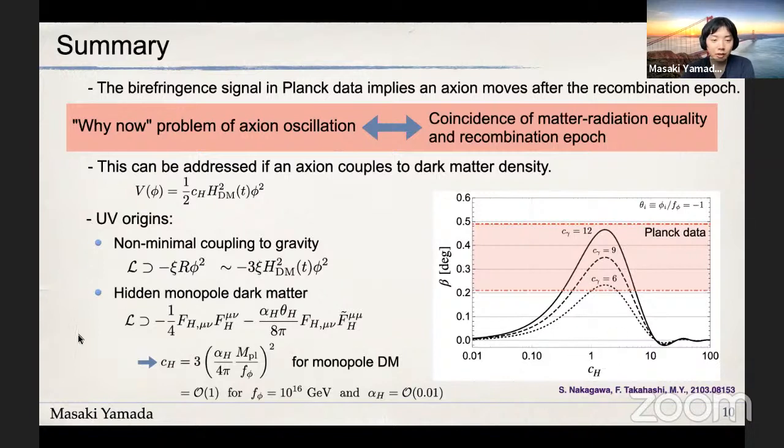And actually, there are a couple of UV origins. These are proposals. So if the axion has a non-minimal coupling to gravity, we get this kind of effective mass term. Or if the axion has a Chern-Simons coupling to the hidden photon with a hidden monopole dark matter, then thanks to the Witten effect, we get this kind of effective mass term. Okay. So that's it. Thank you very much.